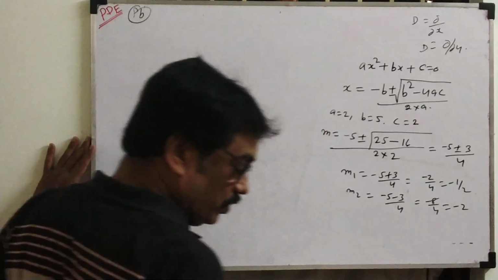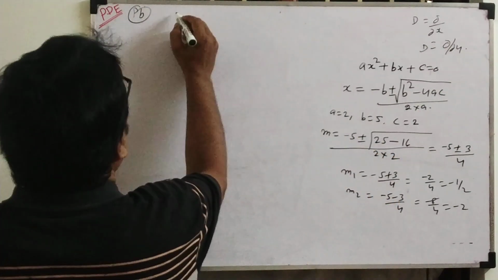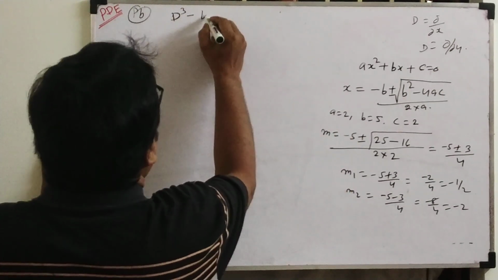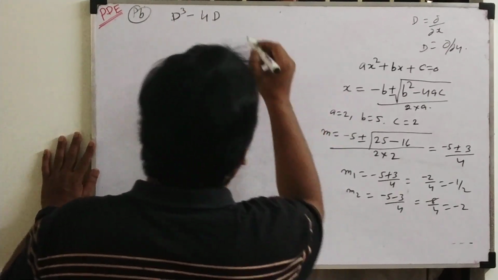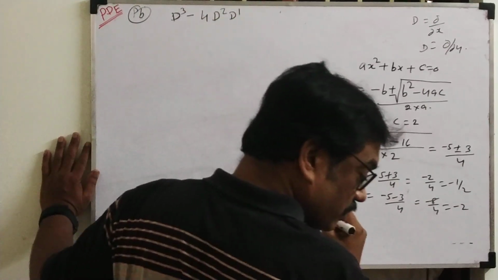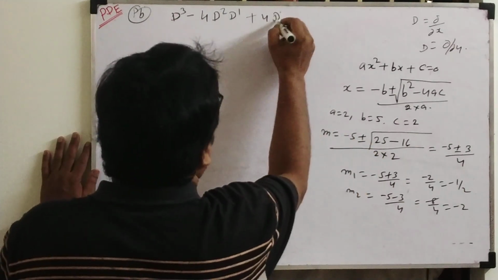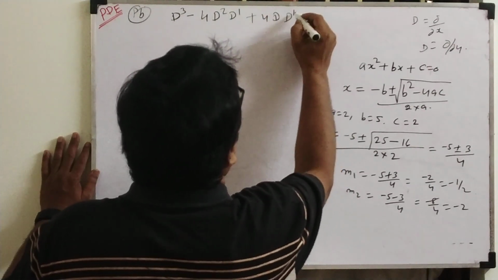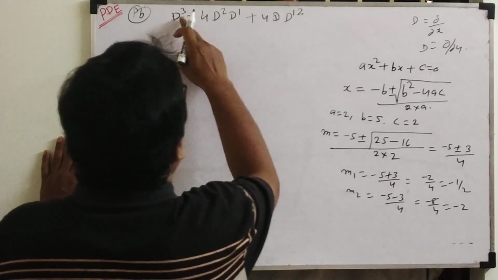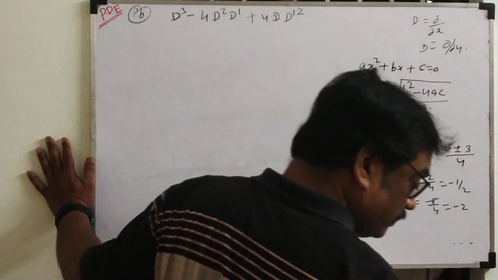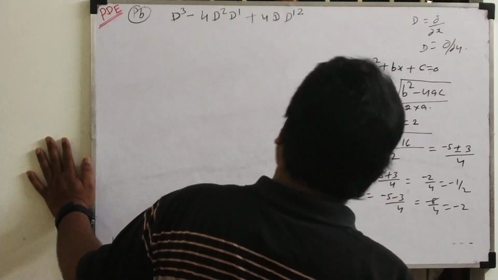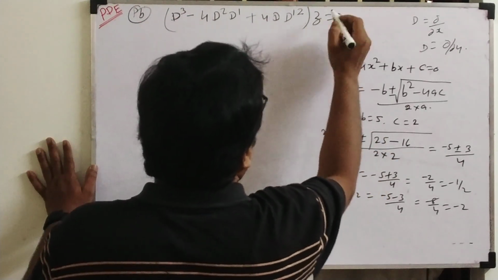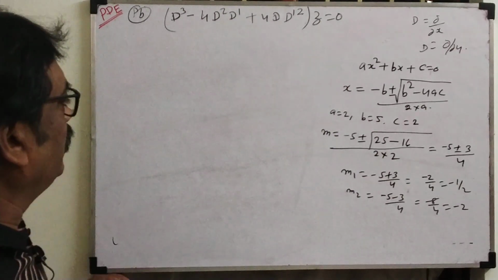So now look at this question: D cube minus 4D square D dash plus 4D D dash square, Z equal to 0. Again, I am taking the right side as zero, I am not taking any terms, okay?